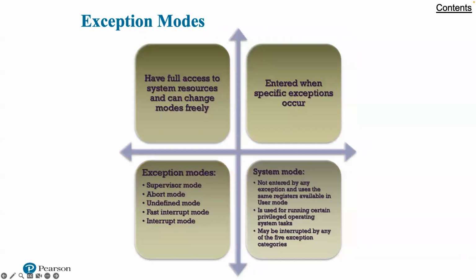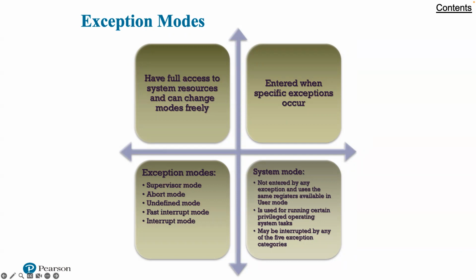The exception modes have full access to system resources and can change modes freely. 5 of these modes are known as exception modes. These are entered when specific exceptions occur. Each of these modes has some dedicated registers that substitute for some of the user mode registers, and which are used to avoid corrupting user mode state information when the exception occurs.